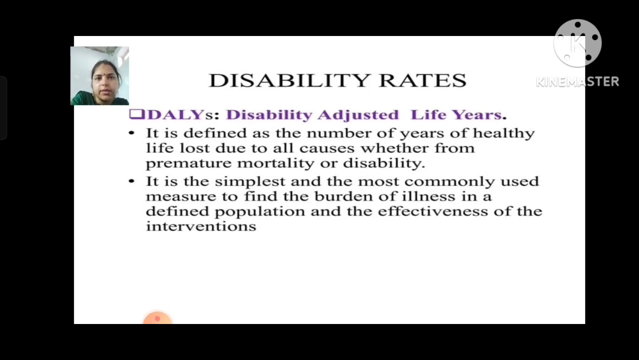In today's class, I discuss the disability rates. Next is DALY. DALY means disability adjusted life year. It is defined as the number of years of healthy life lost due to all causes, whether from premature mortality or disability. It is the simplest and most commonly used measure to find the burden of illness in a defined population and the effectiveness of the interventions.